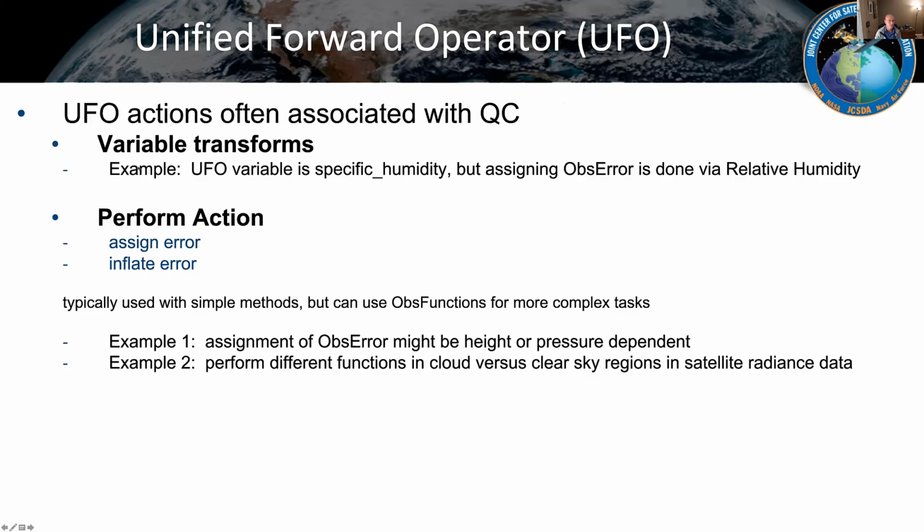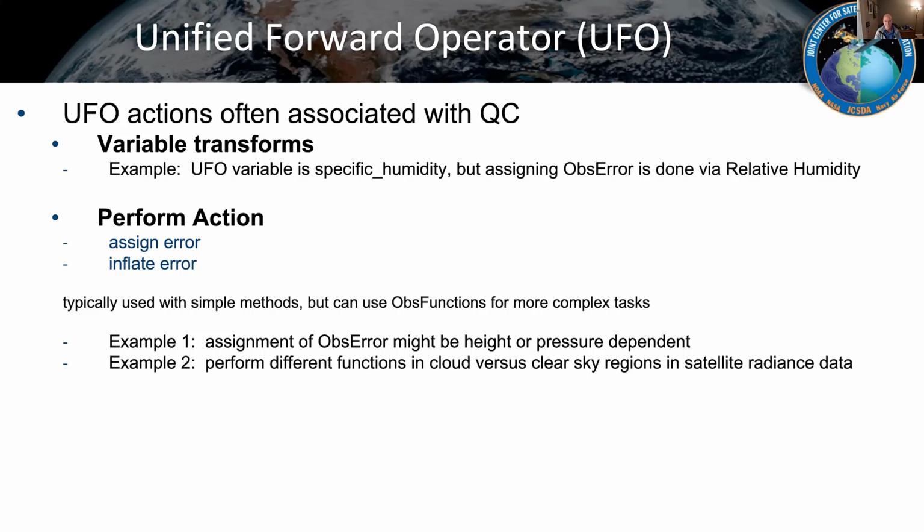There are also a series of some variable transformations. These have just begun, but I envision there'll be a lot more of these. So I think I've discussed this briefly yesterday, that the UFO variable internally for the model information is generally specific humidity, but we may want to assign the observational error done with relative humidity. So there's going to always be times where we need to transform variables. The wind variables are the same, it's U and V wind components, but we often need to have wind speed and direction for various other filtering steps. So the variable transforms library will grow for sure.